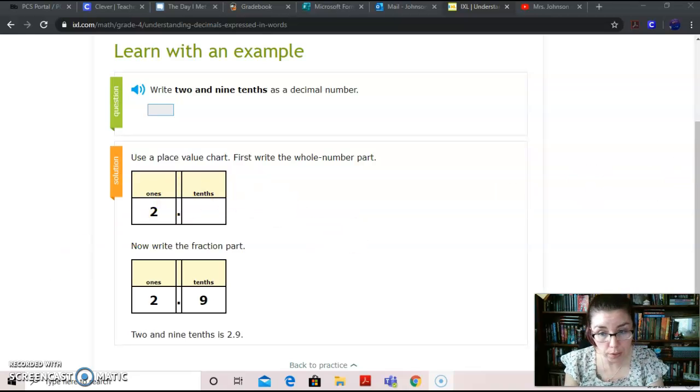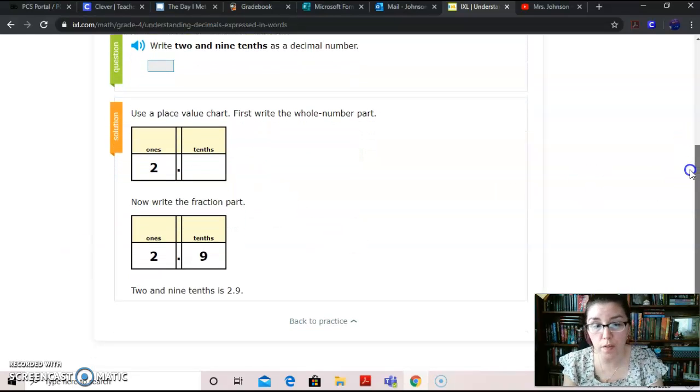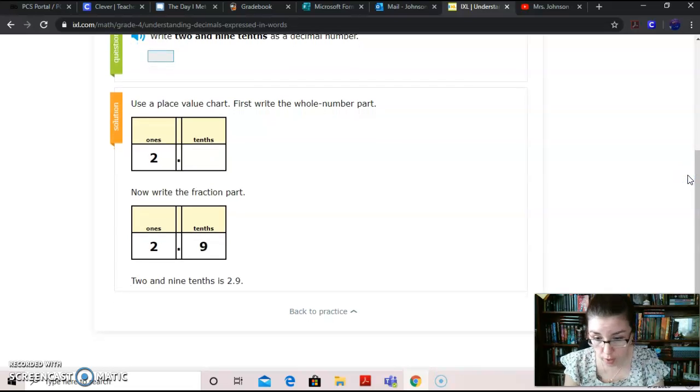Okay, so you may need to refer back to that place value chart that I put in the fourth grade channel. You're more than welcome to do that. That's why I did it, so that you'd have it as a tool to use. So this breaks it down for you. In the problem itself, it won't do that. But it says use a place value chart.